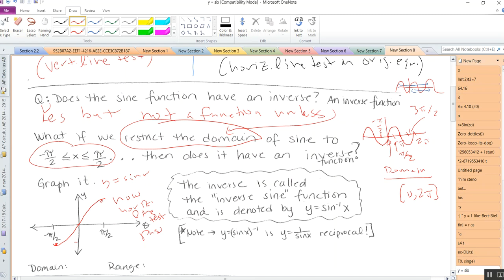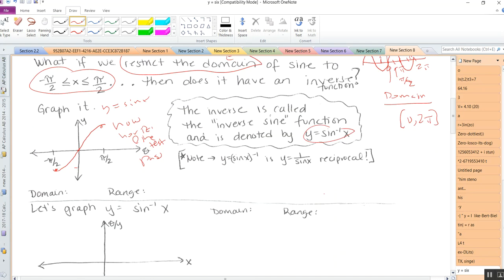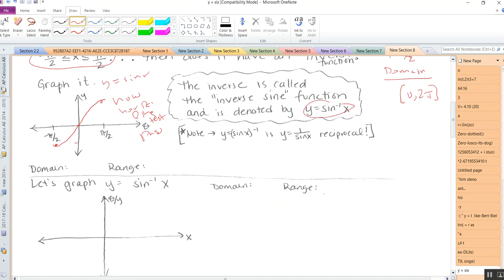So the inverse, called the inverse sine function, is denoted by this. We talked about that. But now we can actually graph this and make sure the graph of the inverse is a function, meaning that the graph of the inverse passes the vertical line test, because the graph of the original passes the horizontal line test. Hopefully you got all that straight. So this is passing the horizontal line test. So now when I graph the inverse, obviously it's going to pass the vertical line test.